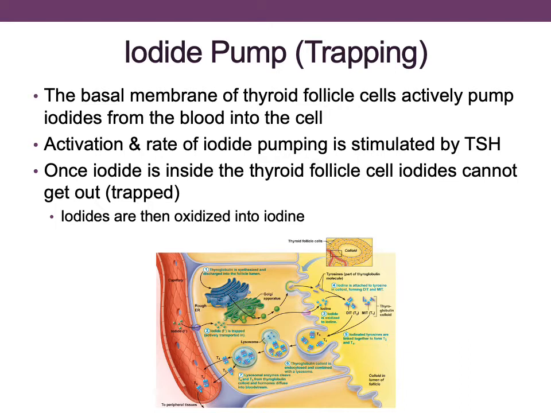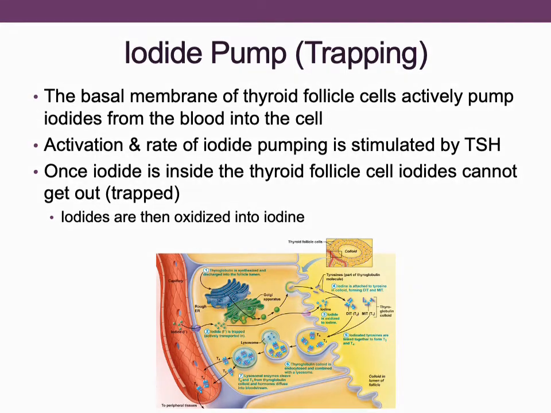Iodide pump or iodide trapping. The basal membrane, or basement membrane, of thyroid follicle cells actively pumps iodides from the blood into the cell. The activation and rate of iodide pumping is stimulated by thyroid-stimulating hormone. Once the iodide is inside the thyroid follicle cell, the iodides can't get out, therefore trapped. Once the iodides are in the follicle cells, they will then be oxidized into iodine.